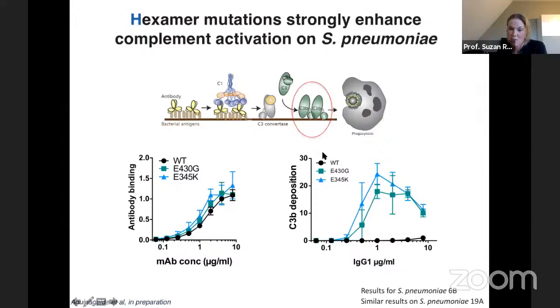The effect was very dramatic. The wild type anti-capsule antibodies could hardly induce complement activation on the surface of these bacteria, while these hexabody variants showed a very potent C3b deposition. These are the results for serotype 6b, but we have similar data with this same antibody on 19A strains.